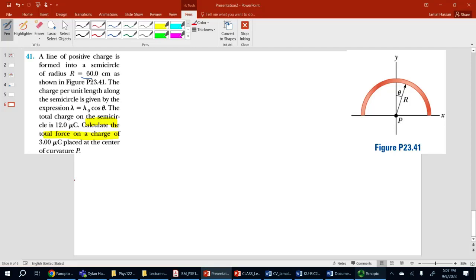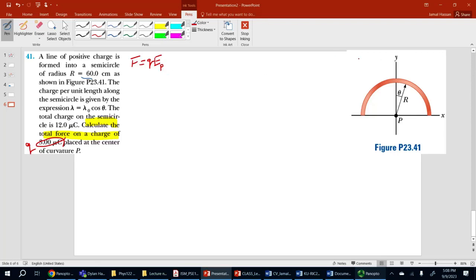Now it's time to calculate the force acting on a charge of 3 microcoulomb if that charge is placed at point P. So this is the charge q. What happens if this charge is located at point P? Of course, this charge will be affected by a force according to the following equation. F is equal to q multiplied by the electric field. The electric field is the field at point P produced by the semicircle because it's charged. So now our job is to find the electric field at point P.